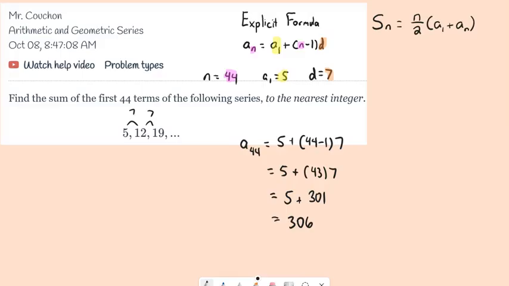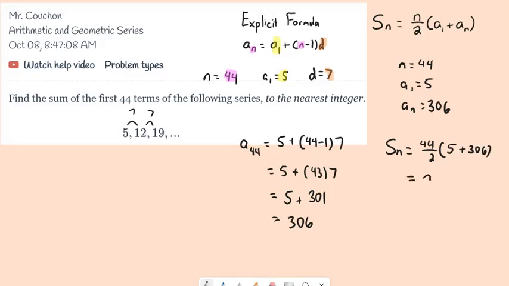So now this is also going to be known as the a sub n. So now we can go to the other formula here, which is the formula for the sum of an arithmetic series. We've got an n value, again, of 44, an a sub 1 value of 5, and an a sub n value of 306. Now we're ready to plug all this in. We've got 44 divided by 2 times the partial sum, which we get by doing 5 plus 306. 44 divided by 2 is 22, and 5 plus 306 is going to be 311.